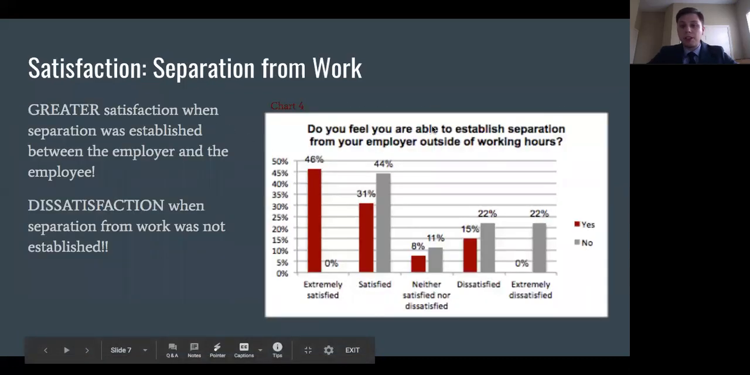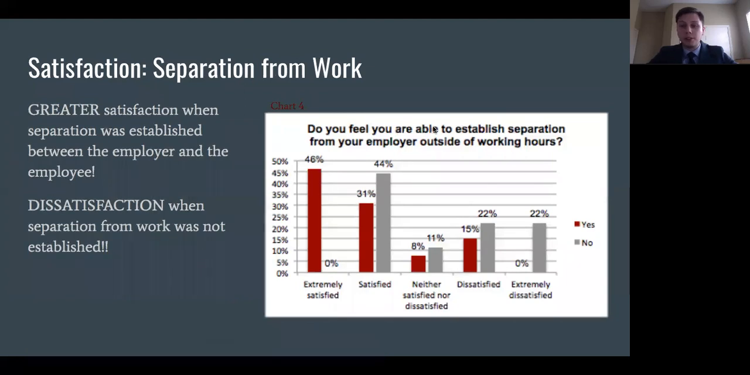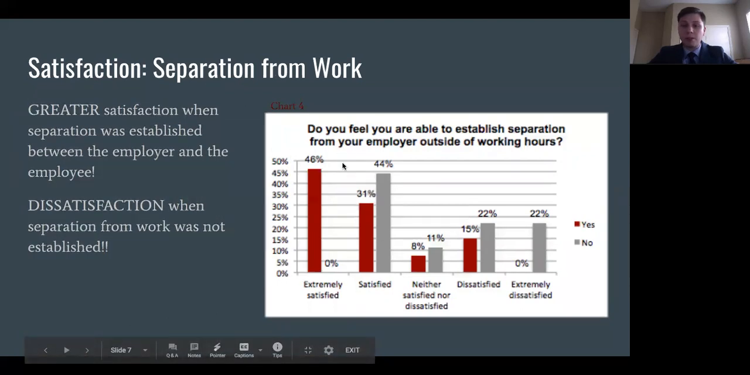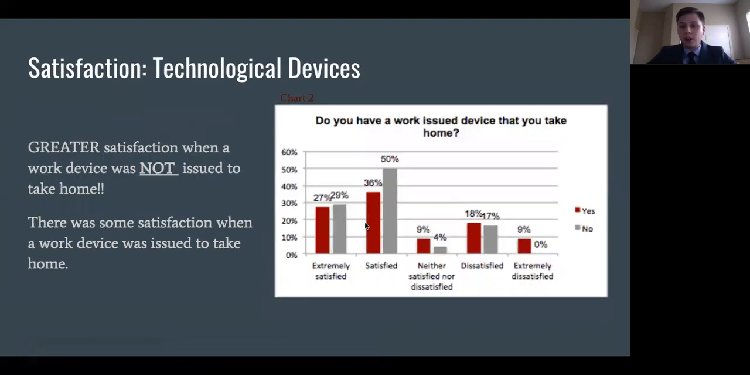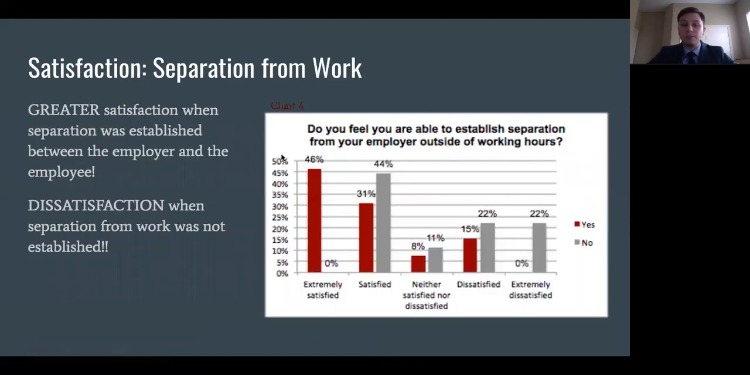Another thing I wanted to ask people was if they were able to establish separation from their employer outside of working hours. As expected, people that were able to separate themselves from work were highly satisfied. People who weren't able to separate themselves showed some dissatisfaction, but you also saw some satisfaction as well, which is very interesting to me. But to go back to this chart, you can put 2 and 2 together. The people that were issued a device would help explain the people that said yes, but were still satisfied, in that they were probably able to have some sort of separation from their employer and remain satisfied.